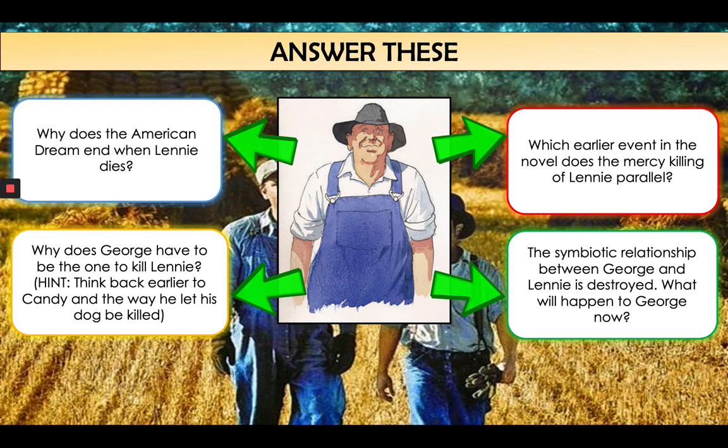And then the last point I want you to have a go at answering is, why does George have to be the one to kill Lenny? George is adamant that he should be the one to kill Lenny. Think about things that have happened previously in the novel and why he decides he should be the one to kill Lenny.